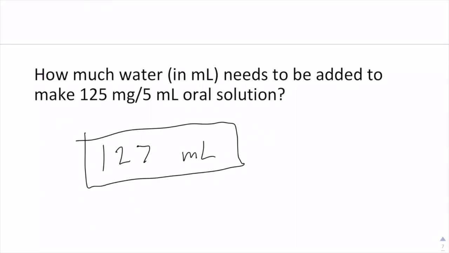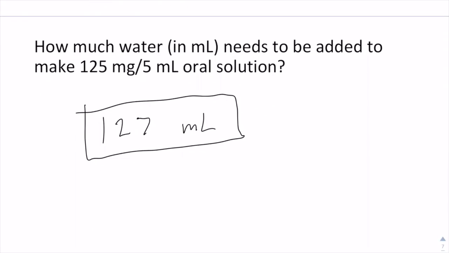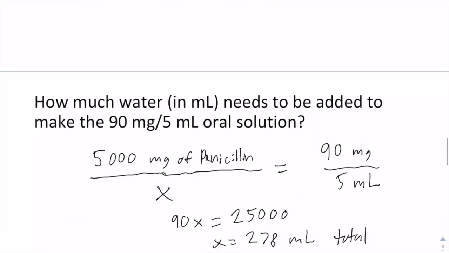Next, we have how much water needs to be added in milliliters to make the 125 milligrams per 5 mL oral solution. Now this is basically just straight off the label. You're making what the prescription called for, and so you're going to just follow the dispensing instructions, and it's going to be 127 mLs.